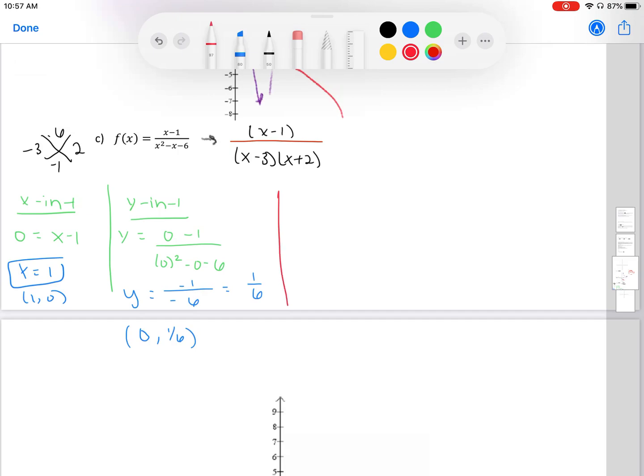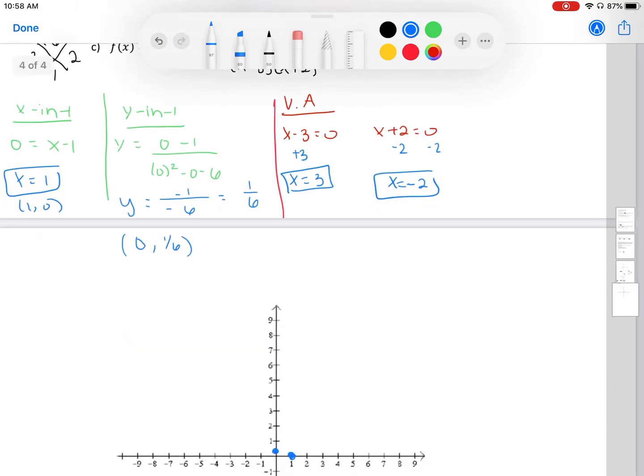Next, I have my asymptotes. To find your vertical asymptote, you set your denominator equal to 0. We're going to have two vertical asymptotes. I have x minus 3 is equal to 0, and x plus 2 is equal to 0. You move the 3 over, I have x equals 3. I move the 2 over, I have x equals negative 2.